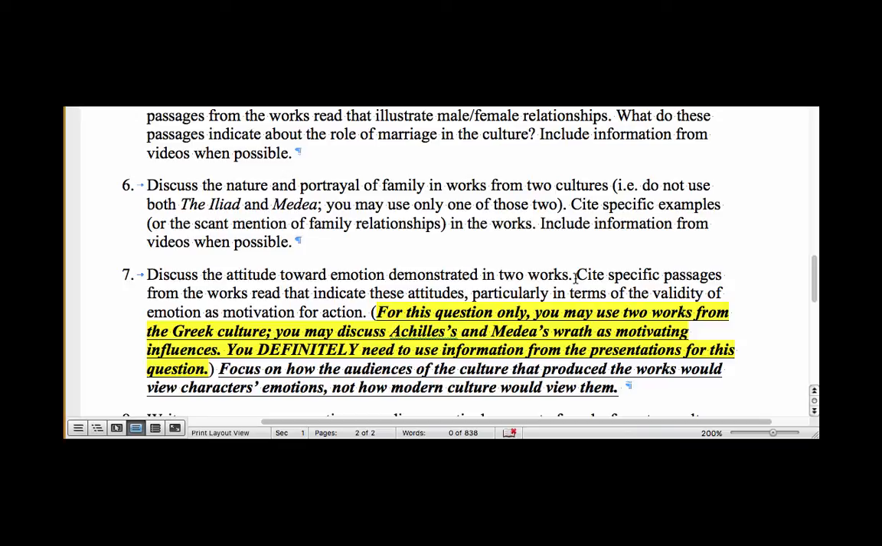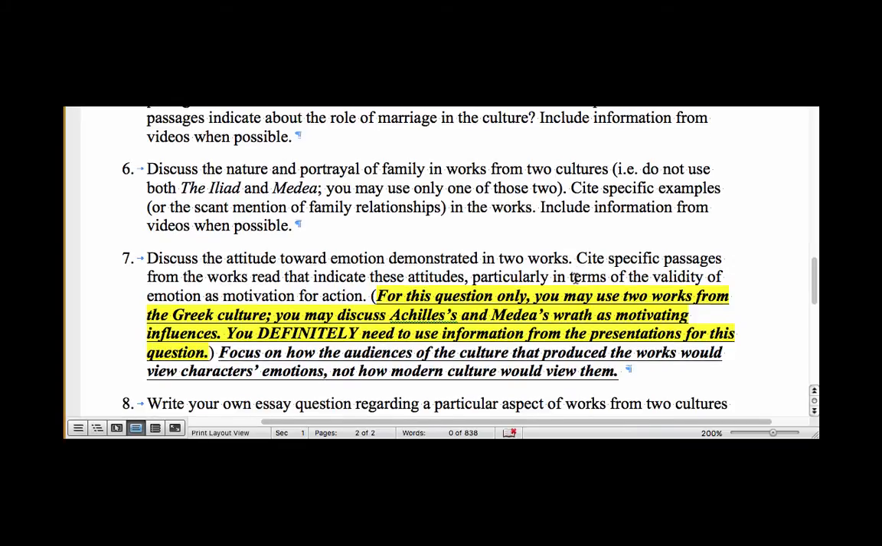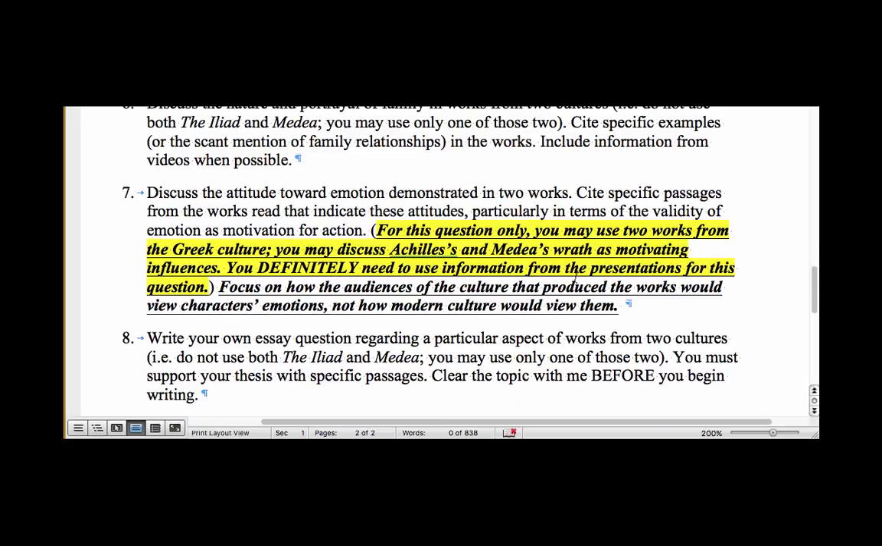Certainly there is the relationship between Hector and his wife Andromache, and there is also a consideration of the importance of family when Hector goes to visit his brother Paris and Helen. You also might want to consider Hector's importance to his father Priam, because, after all, Priam risks a great deal to retrieve Hector's body. Now, for question 7 and only question 7, you may use both the Iliad and Medea, because question 7 asks you to discuss the attitude towards emotion.